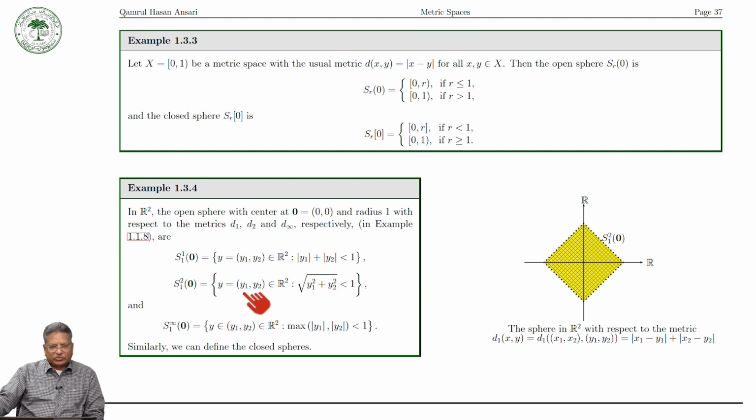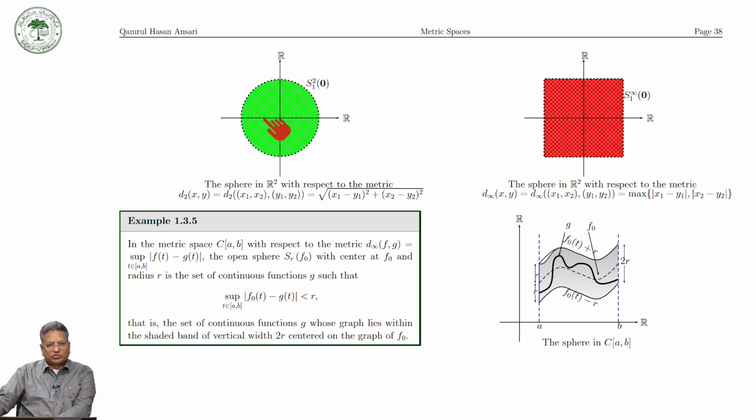So you will get this is 1. And with respect to the usual metric, keep in mind this is not the round one, you will have this one, and with respect to the max metric you will have the ball like this one.